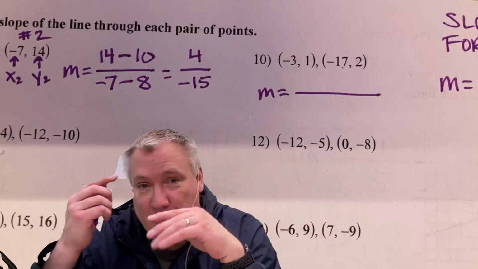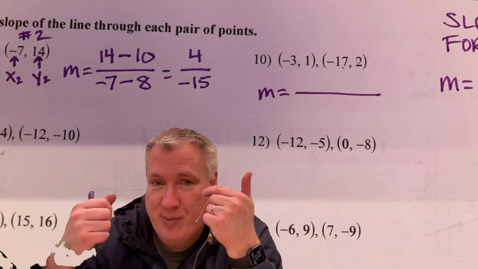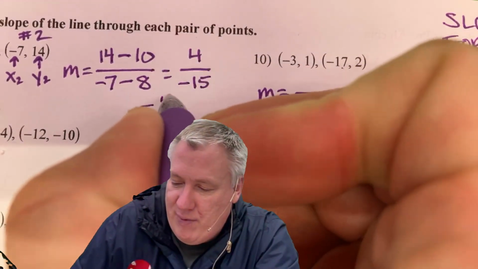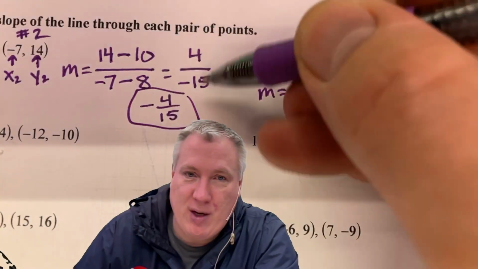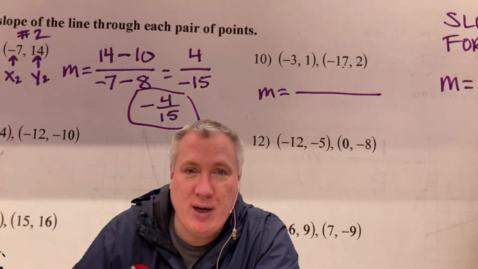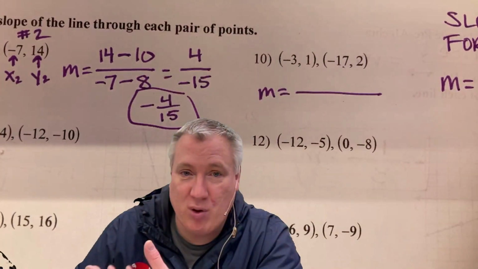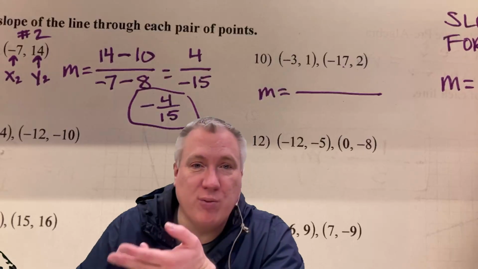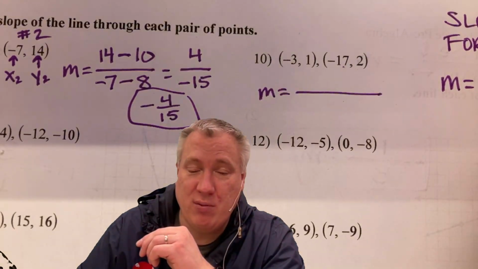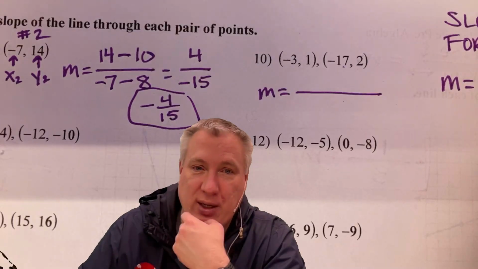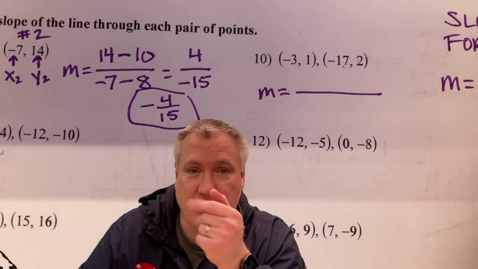Okay. But when the signs are opposite, a positive divided by a negative, I get a negative answer. So the answer to this one is -4/15. So in other words, I don't write 4 divided by -15. I write -4/15, because the whole answer is negative, so I just move that negative out front. Okay. If it was -4 over -15, well, then that would be +4/15. Okay, and that's it. That's the slope.